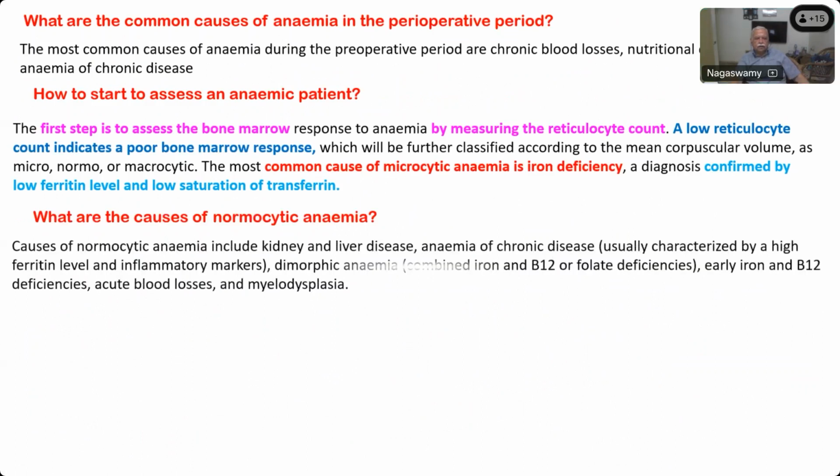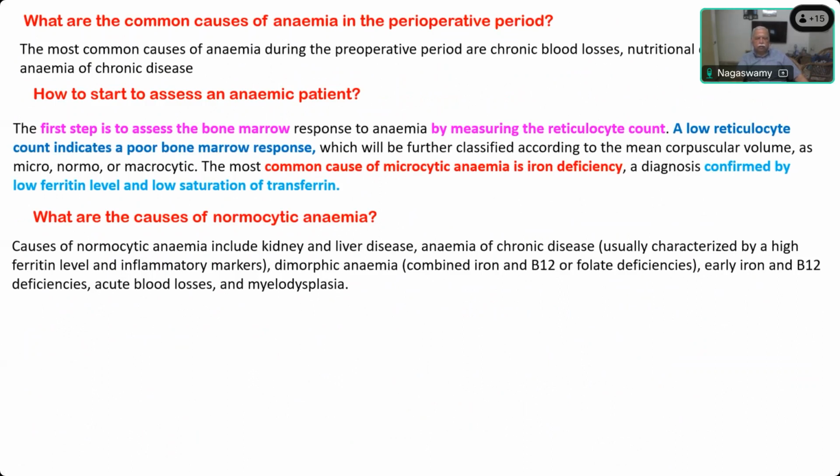Here the causes are maybe kidney or liver disease. Anemia of chronic diseases is usually characterized by high ferritin level and inflammatory markers, and it may be a dimorphic anemia, the combined iron and B12 folate. So it may be macrocytic or normomacrocytic anemia, and early iron and B12 deficiencies or acute blood loss or myelodysplasia. So these are all the causes of normocytic.